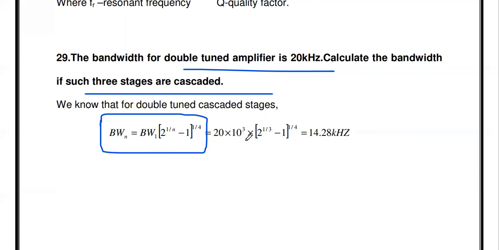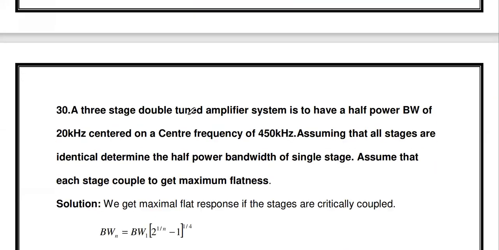So here, 20 kilohertz into 2 to the power 1 by 3 minus 1 to the power 1 by 4, to calculate the bandwidth for 3 stages. Here, you just calculate the answer. Okay. Then the next question.